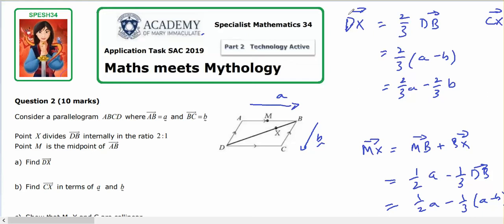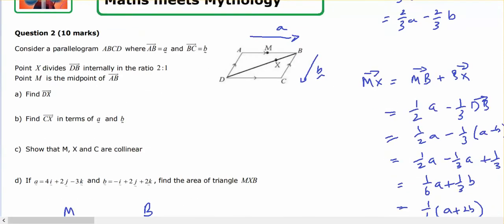This is for U12 Specialist. It comes out of the 2019 Application Task Tech Allowed question number 2, which is a vectors question. So we have this parallelogram where A has been nominated to be in this direction, A to B, and B is B to C. So B is opposite to what we expect. DB internal ratio of 2 to 1.